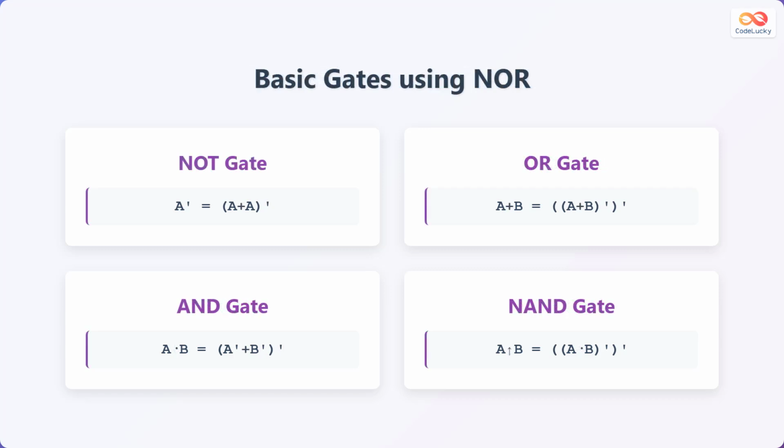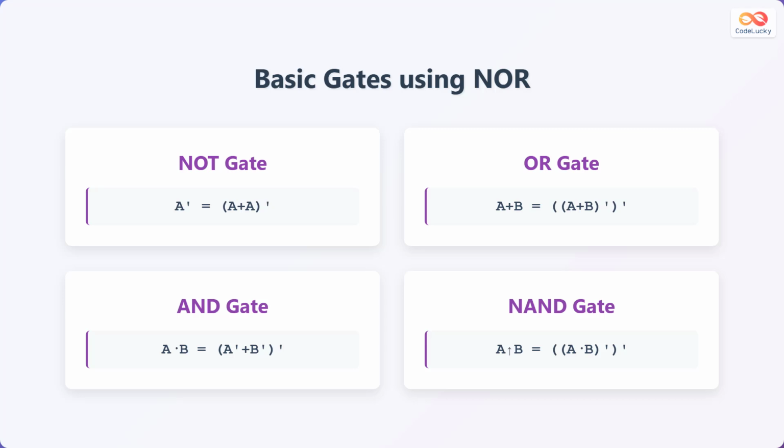Now let's see how we can implement basic logic gates using only NOR gates. To create a NOT gate using NOR, we use the formula A' equals (A + A)'. To create an OR gate, we use the formula A + B equals ((A + B)')'.